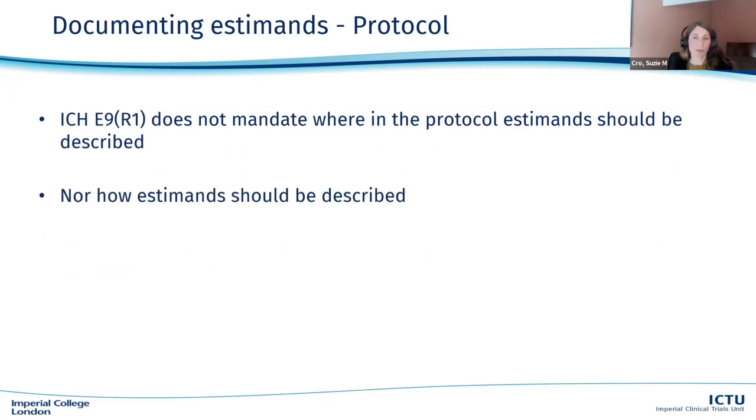So where in the protocol should estimands go? Well, the ICH addendum isn't prescriptive on where in the protocol the estimand should go, nor how they should be described. So trialists are free to insert these in the way they see fit.